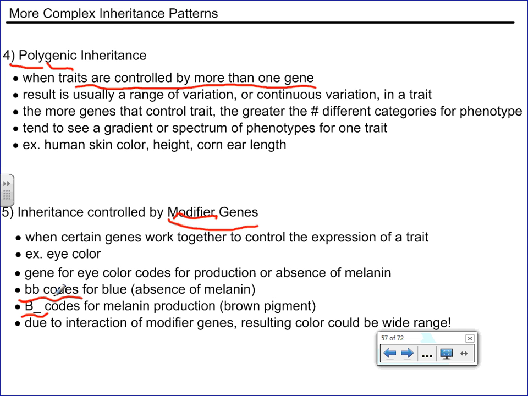But because of the action of modifier genes, other ones that influence their expression, there's a wide range. So you might be brown, green, bluish green, gray, anywhere in there. So that's in general terms a type of inheritance that has genes that act as modifiers, which usually gives you a spectrum again.